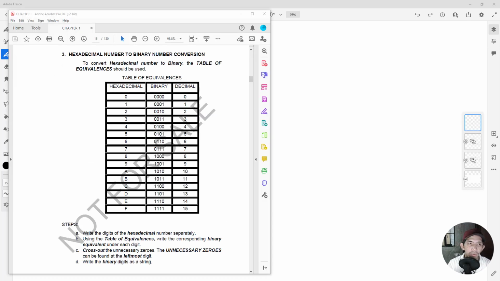Alright, okay, so ito yung sinasabi ko kanina na copy nung module na available sa Schoology. Okay, so ganito na lang gawin natin. Papakita lang natin yung mga steps.